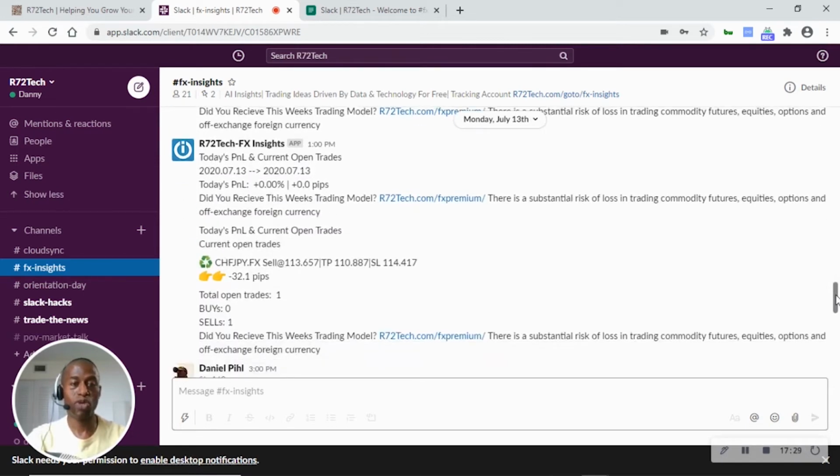Let's keep things moving. So 1 o'clock, once again, this is the second update, same thing. Now you see a little bit of a difference here. It's showing that at 1 o'clock, it was down 32 pips.